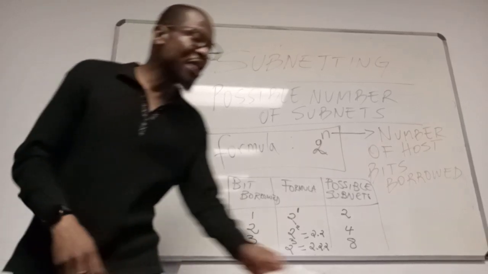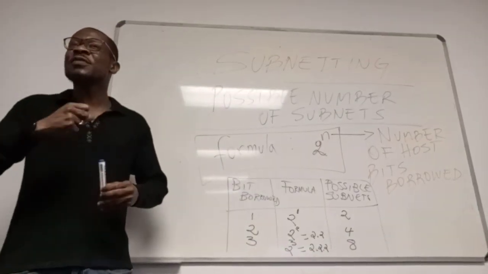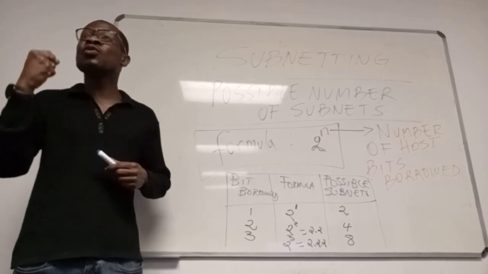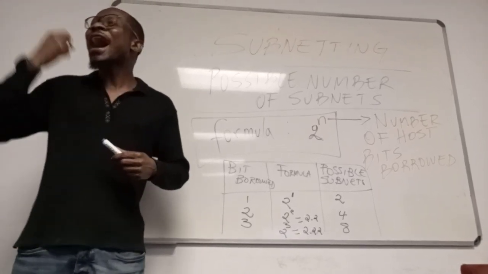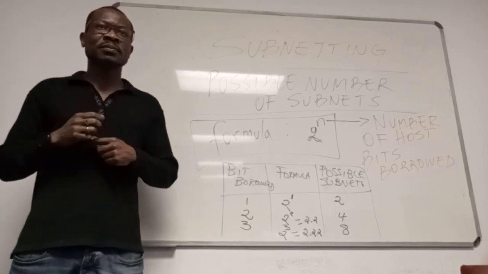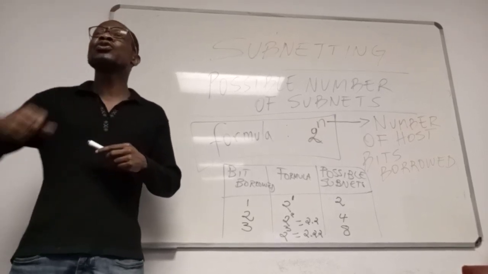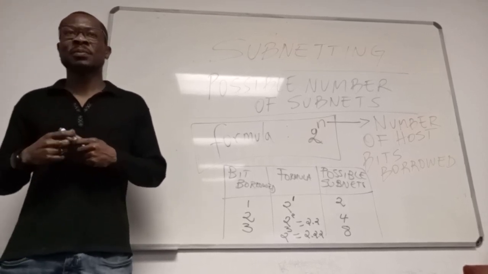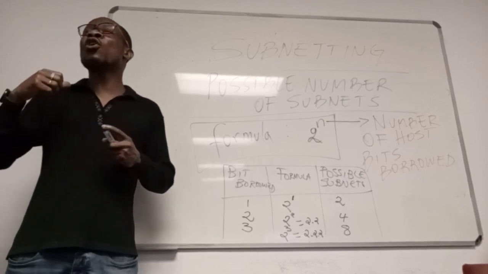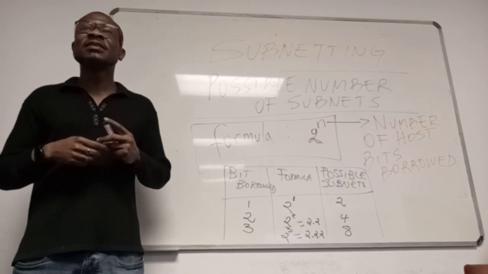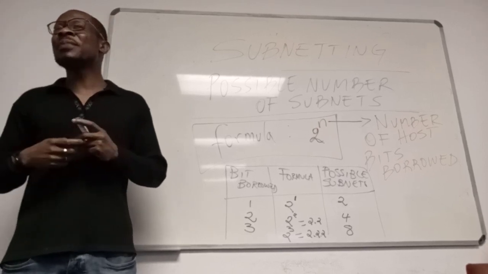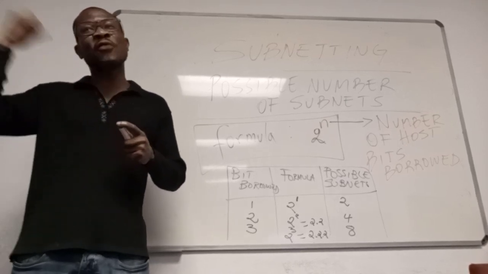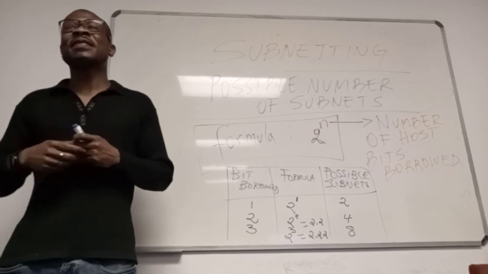So when you want to create different rooms for your house, different subnets for your network, you have to ask a question: how many bits am I going to borrow? If I'm going to borrow 2 bits, it means 2 to the power of 2, that's going to be 4. If I'm going to borrow 3 bits, it means 2 to the power of 3, that's going to be 8. If I'm going to borrow 4 bits, it means 2 to the power of 4, that's going to be 16 subnets.